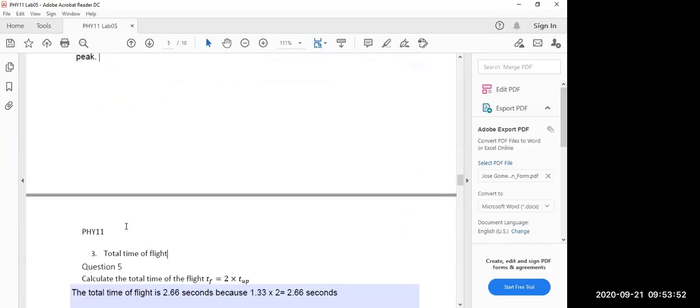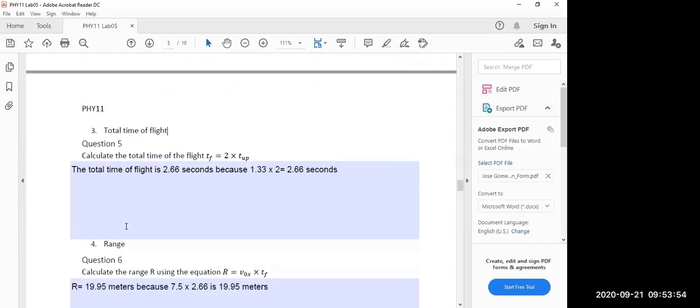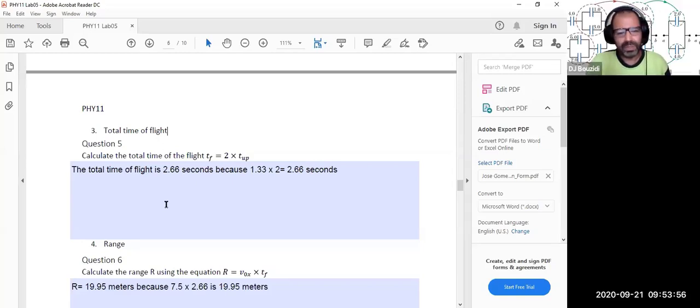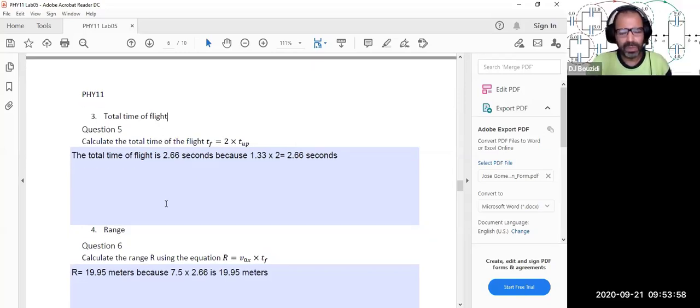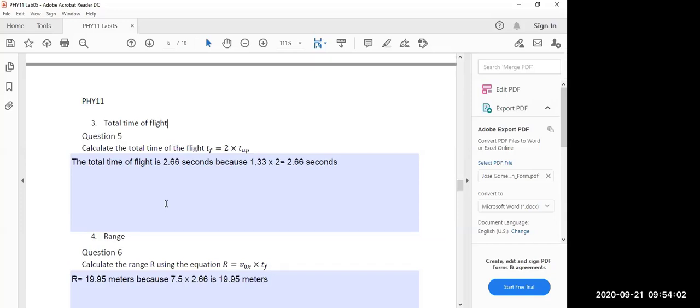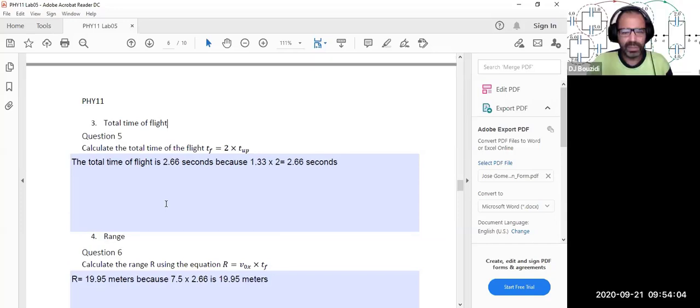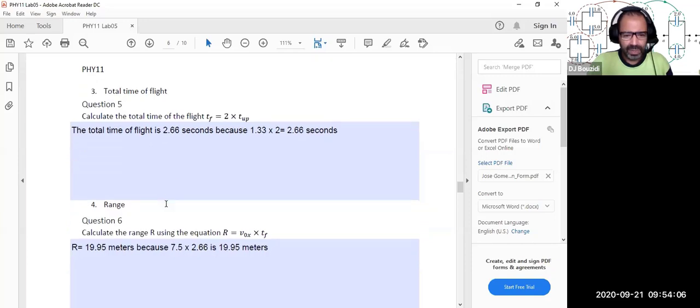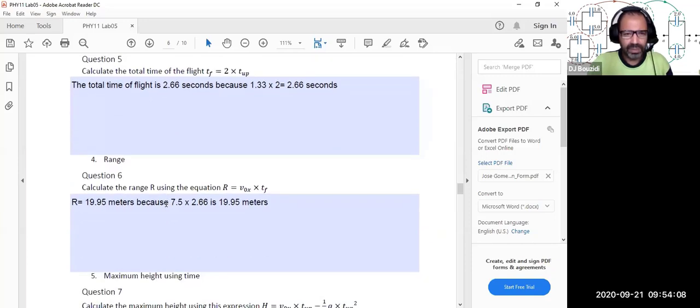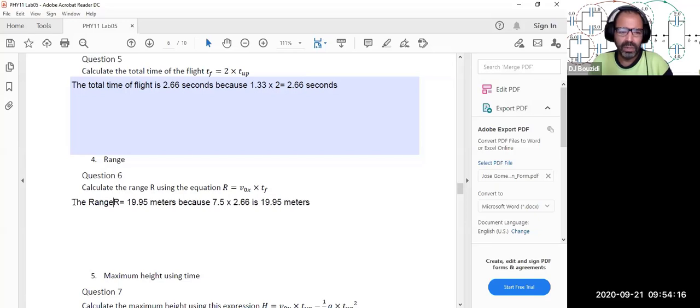Cool. Let's see the total time of flight. That's simple algebra too. Just multiply by 2. Do you like that sentence? The total time of flight is, okay, that's fine. How about this last one in here? Is R is kind of a little bit. You need to say what the R is. It's the range. Okay, the range R is. So then it's fine.